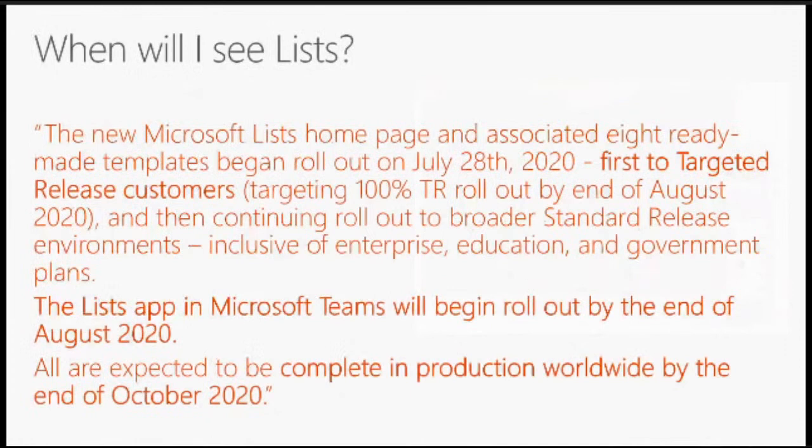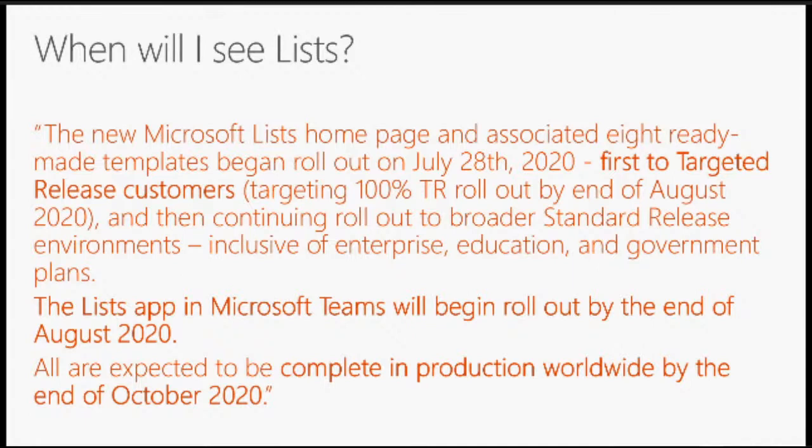And the main question right now actually is, when do you see lists? That's also why I'm keeping this session relatively short. Microsoft is rolling it out right now, so it's not generally available yet for everyone. They started rolling it out at the end of last month, so 2 weeks ago you could say, to targeted release customers. Those are tenant owners who've said within their tenant admin settings, I want to be one of those targeted release customers and receive information early. That's still continuing right now. As we can see, they're targeting 100% targeted release rollout by the end of August.